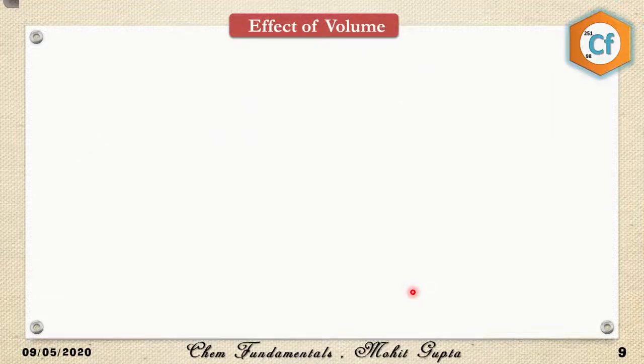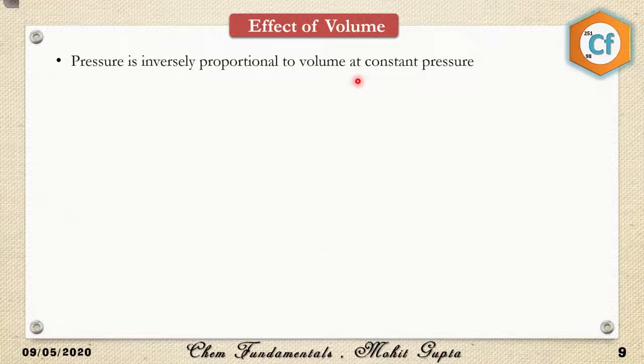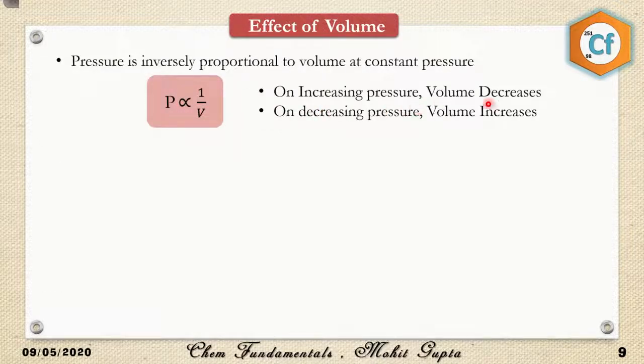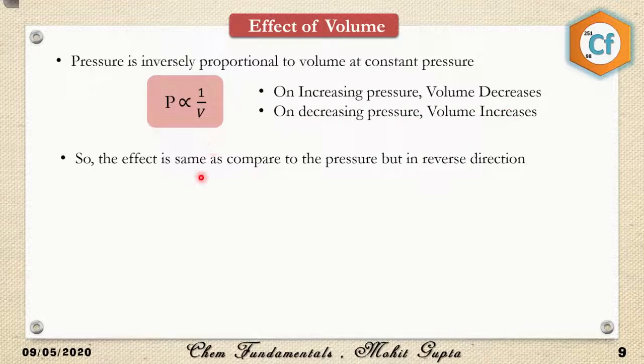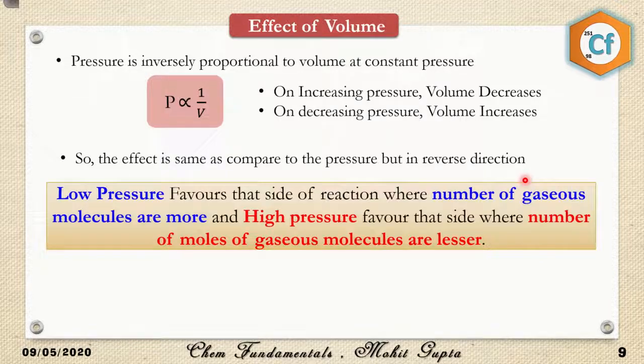Next is the effect of volume. We have discovered that pressure is inversely proportional to volume. Whatever the effect of pressure, it is the reverse of the effect of volume. So at constant temperature, P is inversely proportional to V. On increasing pressure, volume decreases, or on decreasing pressure, volume increases. So the effect is the same as compared to the pressure but in the reverse direction.